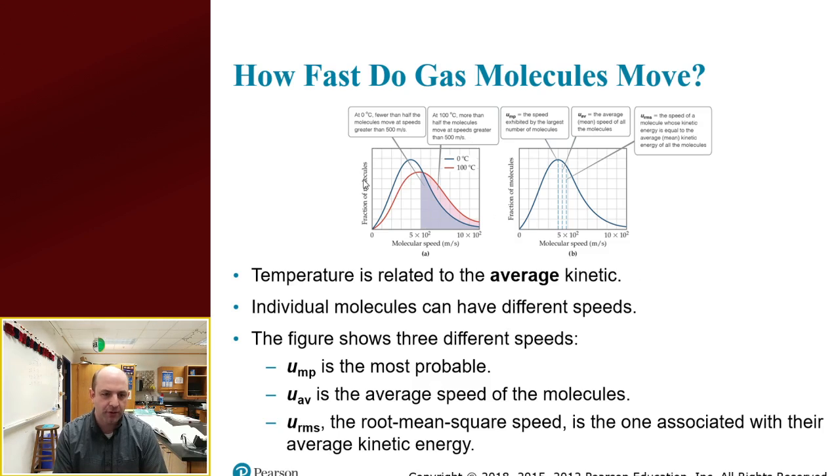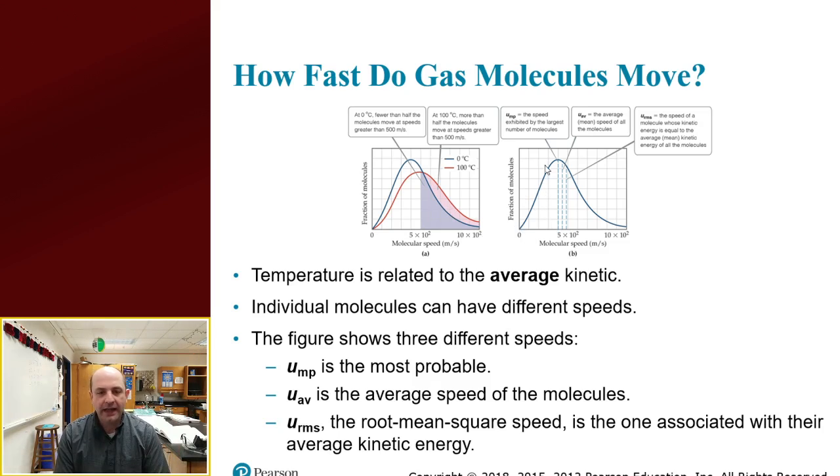And this is the important part here. The blue line is at 0 degrees Celsius, so the average energy is lower, and so we have more molecules that are moving slower. But then when we heat them up to 100, if we're just asking, where's 500 meters per second? At 100, it shifts. The whole graph moves to the right, and a larger proportion of molecules have that energy because the average energy has increased.